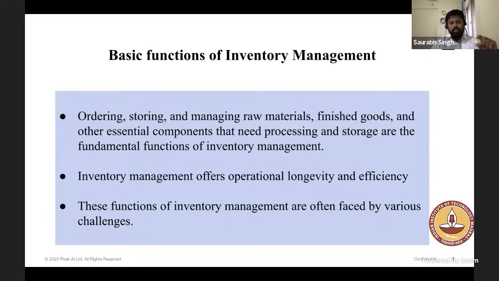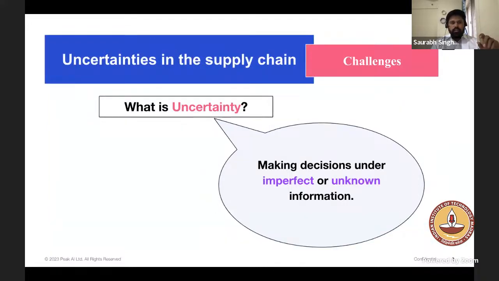But these functions of maintaining the operational longevity or keeping the efficiency in good shape are often faced by various challenges. Now we'll see what those challenges are in the next slide.